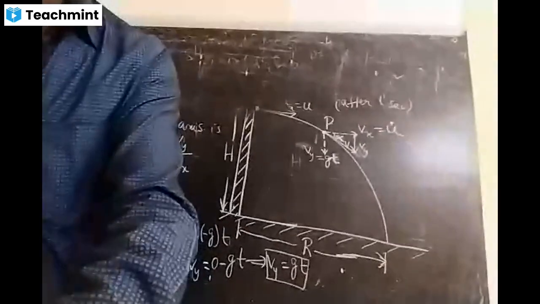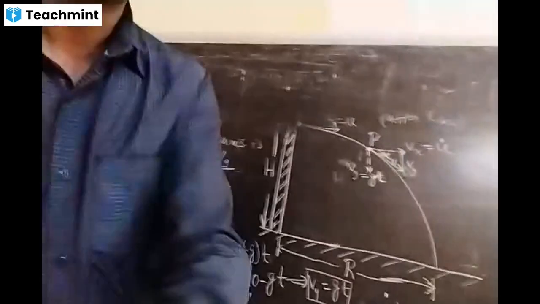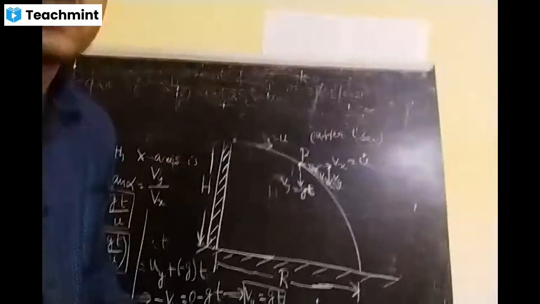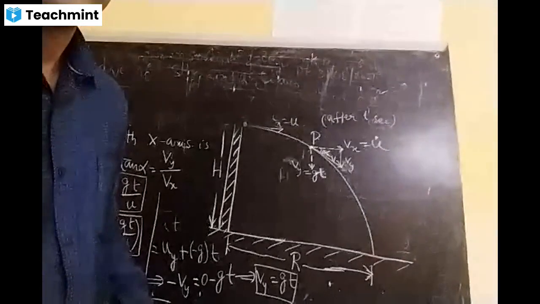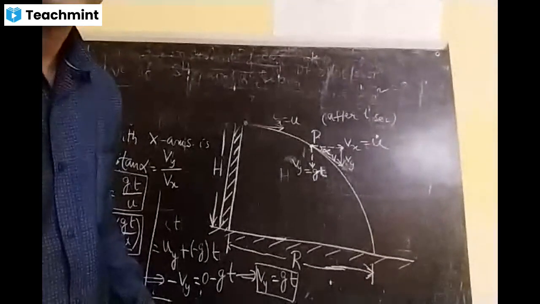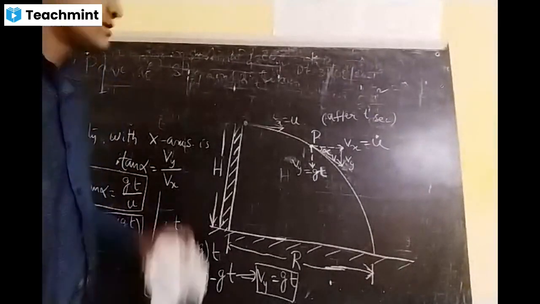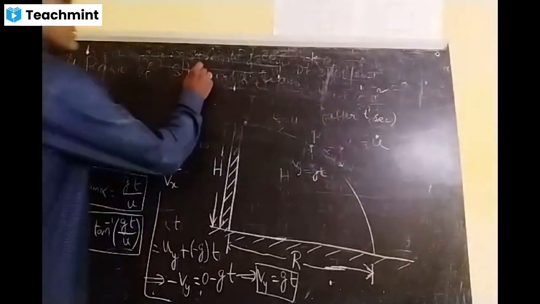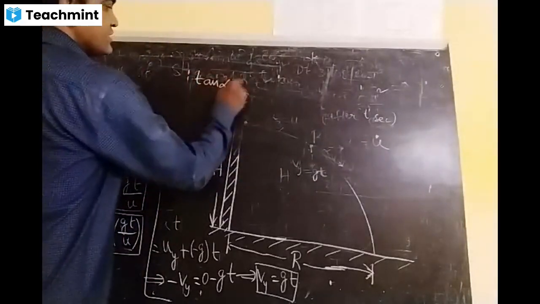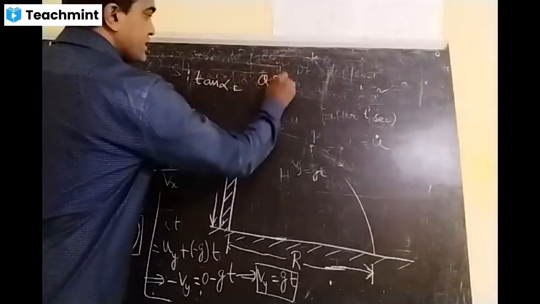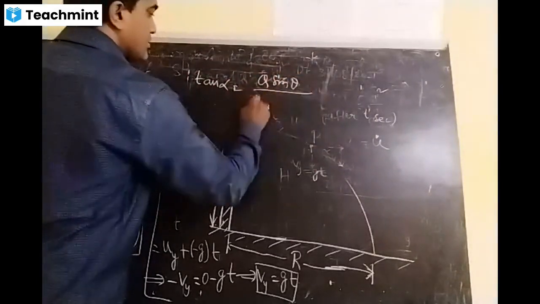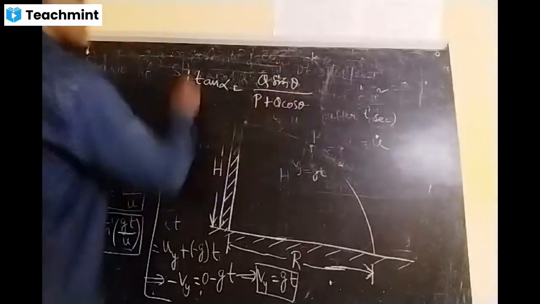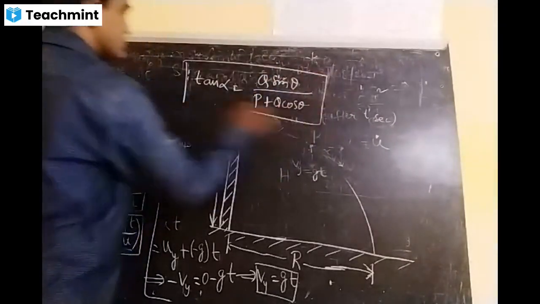Can you tell me what is the formula we have written for direction of resultant in the parallelogram law of vectors? Q sin theta by P plus Q cos theta. Tan alpha equals Q sin theta upon P plus Q cos theta. This is the formula, right?